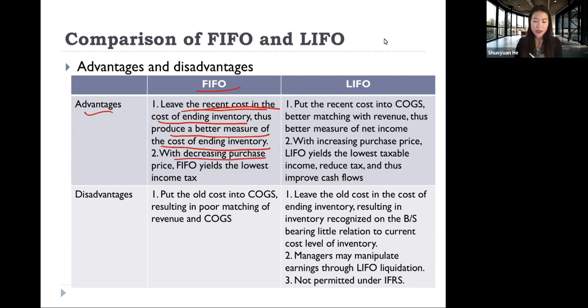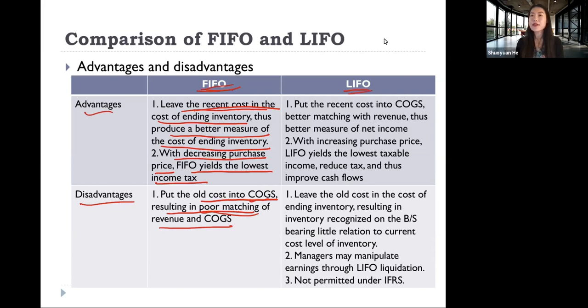And with decreasing purchase price, FIFO gives the lowest income tax. So this we have just mentioned. And the disadvantage of FIFO: because we put the old cost into cost of goods sold, it results in poor matching of revenue and cost of goods sold. This is because for revenue, that is the price we're selling this product, so that must be the most recent one. But for the cost, because we're using FIFO, we're taking from the old inventory cost. So it produces a poor matching of revenue and cost.